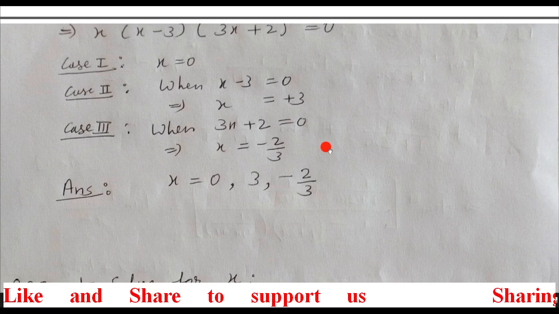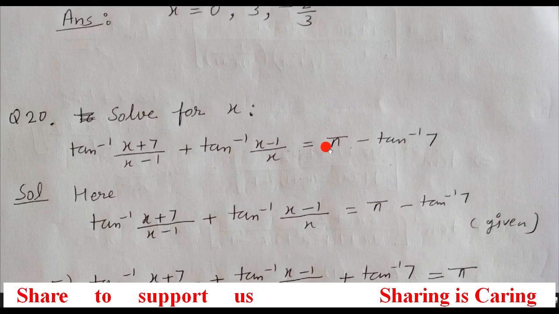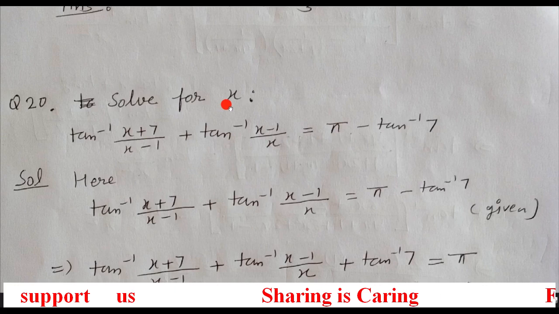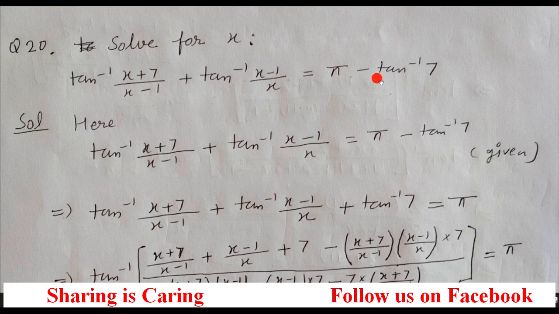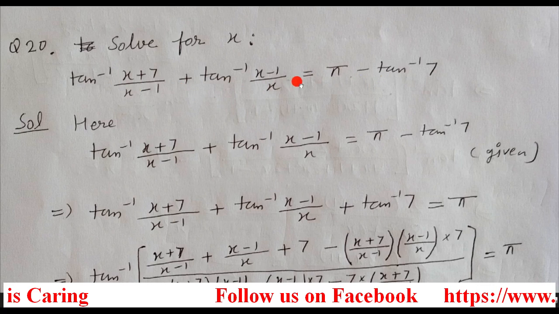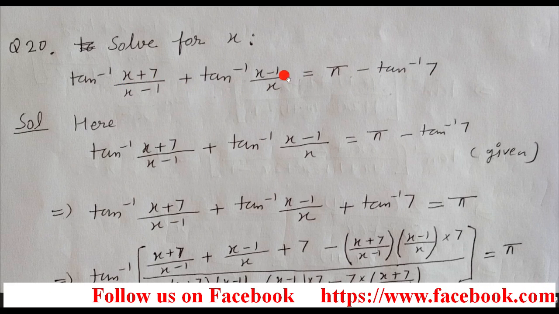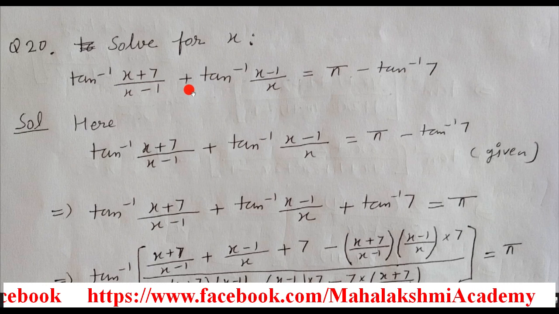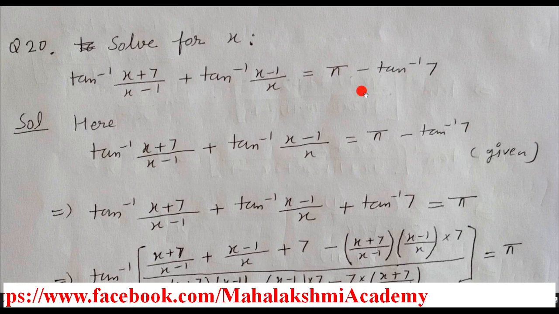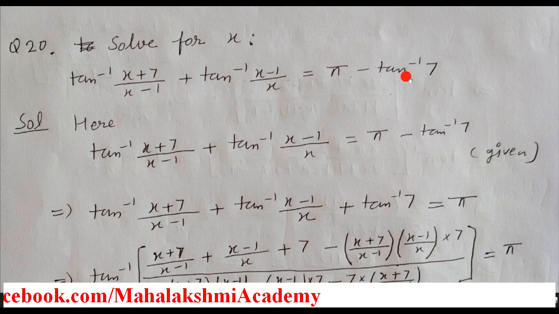Now we'll move to the next question. The next question is also of the same type. We have to solve for x. Here you just observe properly what equation is given to us. When we observe, you can see there are two terms on the left-hand side, both of tan inverse, and one term here. Just see here we have 5 minus tan inverse 7.